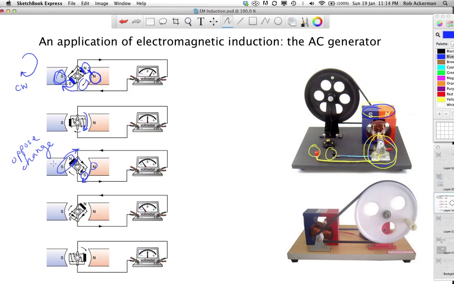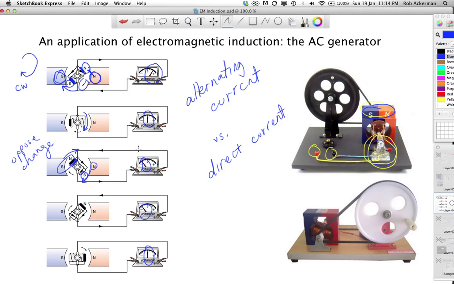That's Lenz's law. So you can also see from the voltmeter that the current reverses direction, and eventually it switches from 0 to positive, back to 0, to negative, back to 0, and so on. In other words, we have alternating current, as opposed to direct current, such as you get in a battery.